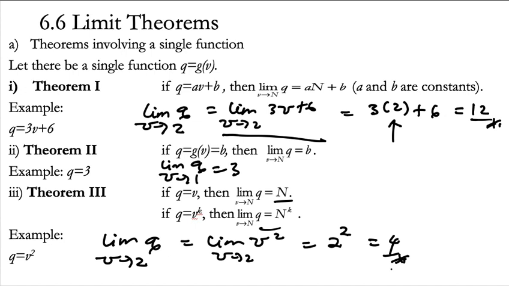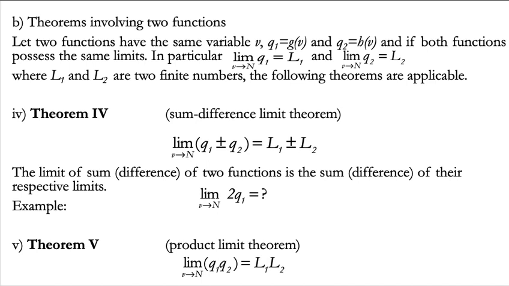Now, let's look at the next theorem here. For the next theorems, we have to put a certain condition or statement first before we can apply these two theorems. Now, we are talking about theorems involving two functions. So let's say we have two functions that have the same variable. That variable is v. So the first one is q1 as a function of v, and also we can have q2 as a function of v.